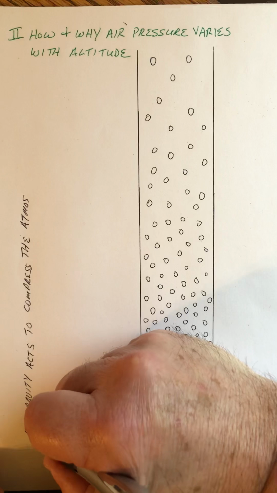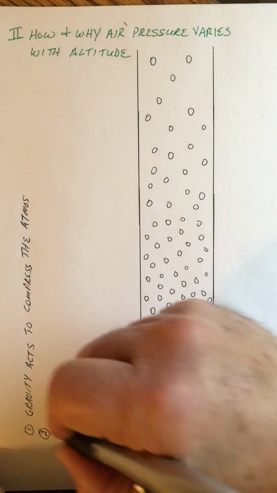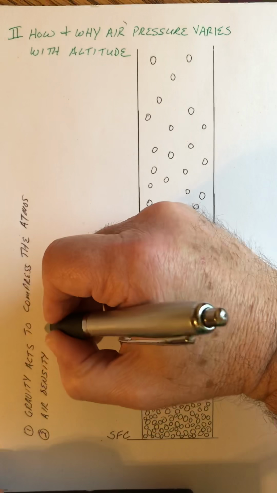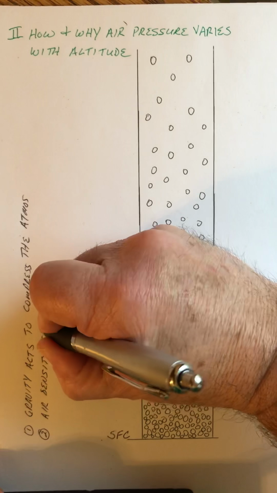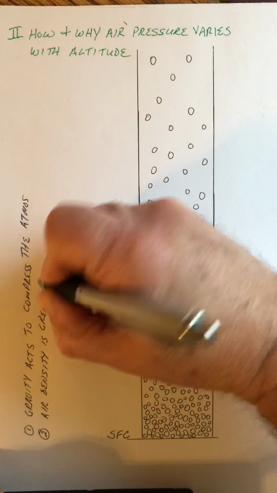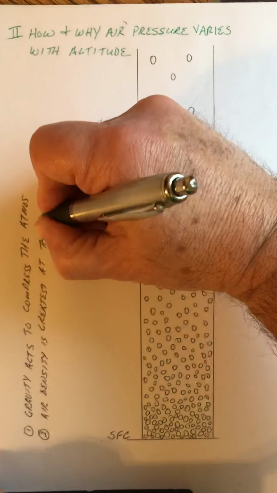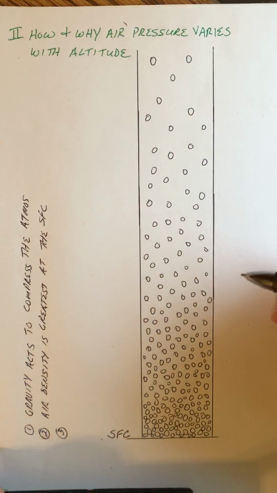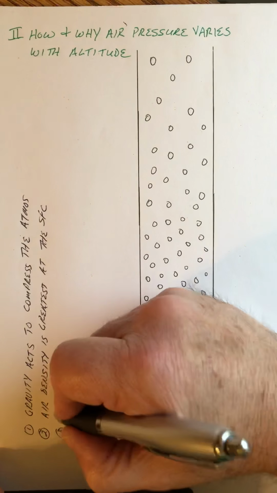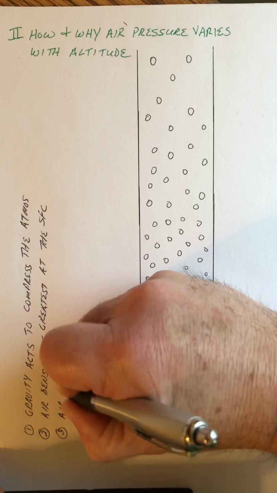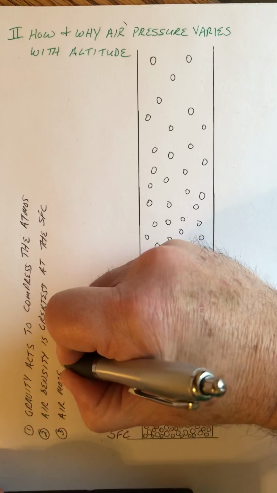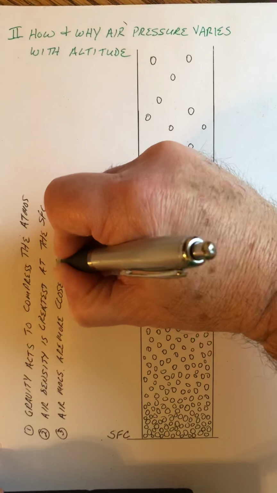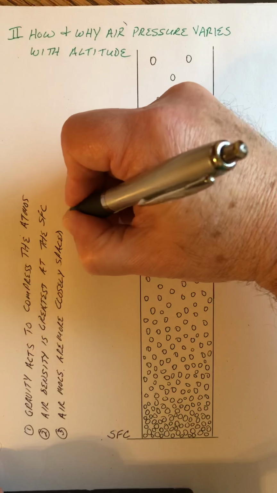The second thing we notice, and all of these really say the same thing, is that the air density is the greatest at the surface, or the concentration of air molecules is greatest at the surface. Okay, so if the density is greatest near the surface, then point number 3, and again, these all say the same thing, it's just a different way of looking at them: air molecules are more closely spaced near the surface.